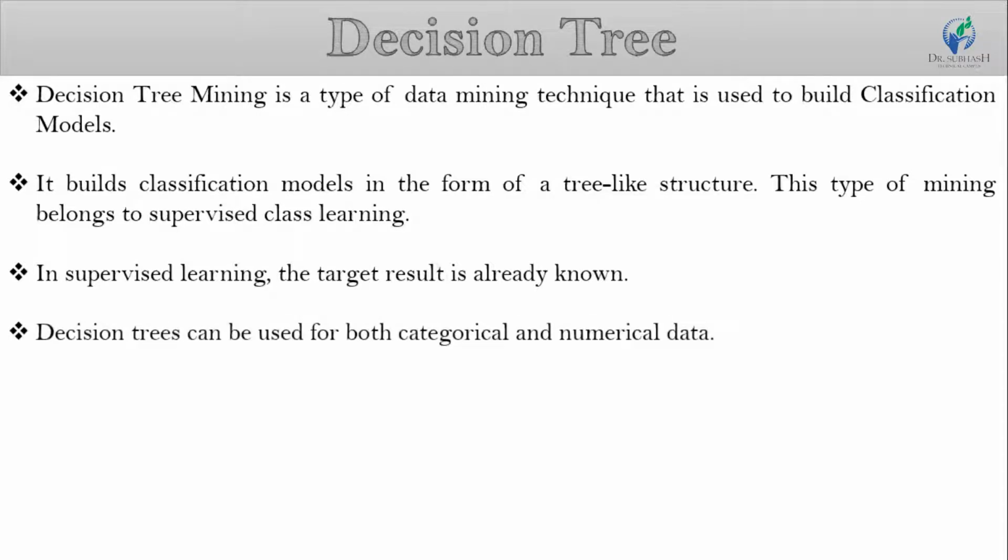A decision tree can be used for both categorical and numerical data. The categorical data represent gender, marital status, etc., while the numerical data represent age, temperature, etc.